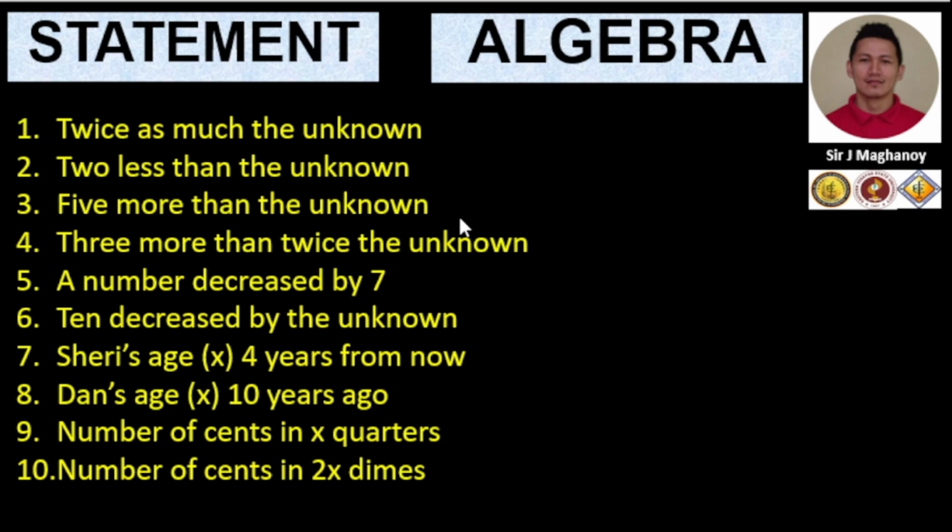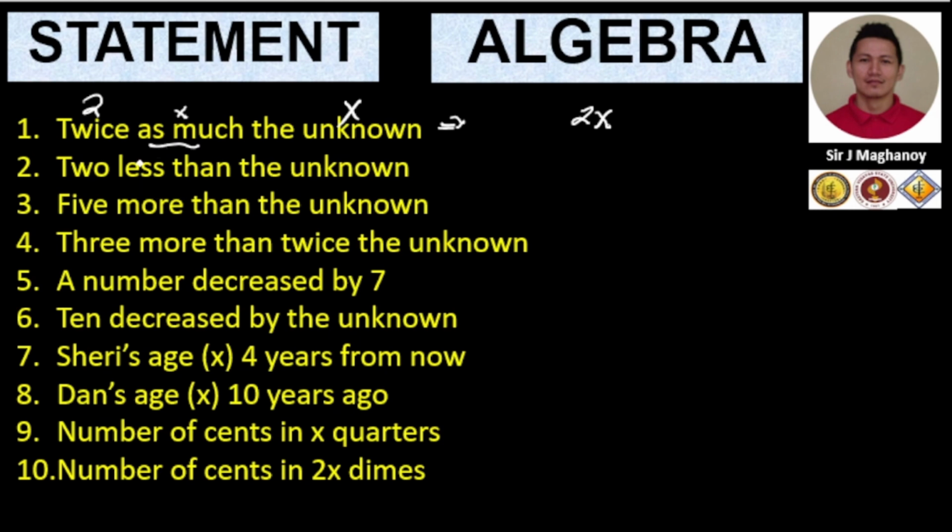So start with number one. Twice as much the number. If we're going to evaluate the statement, twice as much a number, let's start with the unknown. Let's assume our unknown is x. It is always vital to understand the statement of the word problem. As much means multiply. So if we translate this statement into algebraic form, we can write this as 2x. Twice as much the unknown, so in algebraic form, that is 2x.